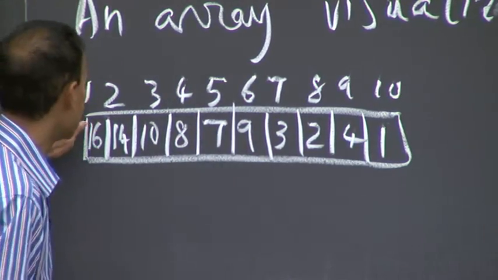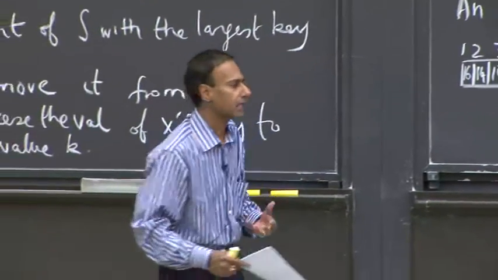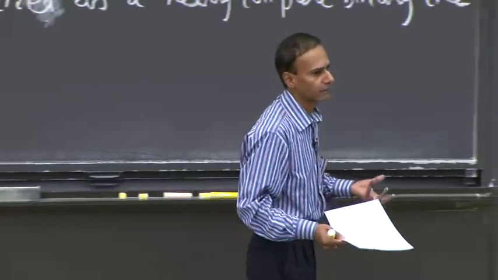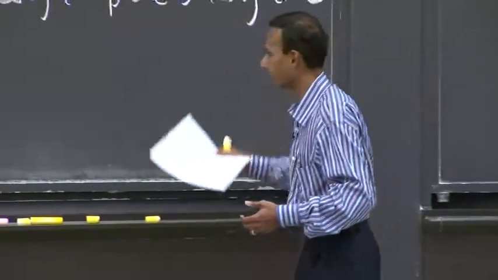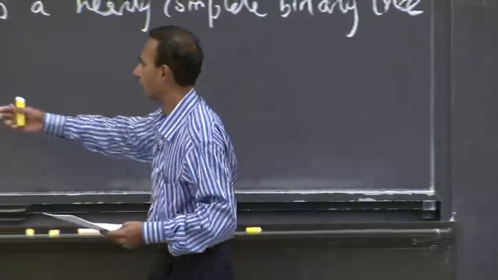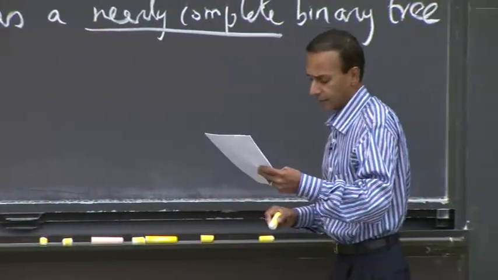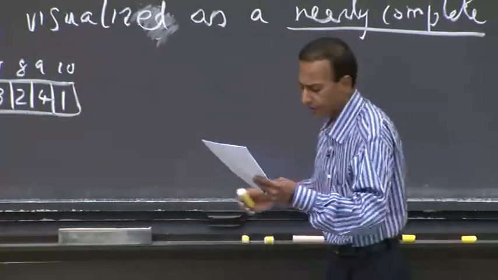And I'm looking at the indices, and I'm looking at the elements, and I'm going to visualize this as a nearly complete binary tree. It's not a full binary tree because I only have 10 elements in it, and it would have to have 15 elements to be a complete binary tree. And we want to be able to do the general case of an arbitrary size array, and so that's why we have a nearly complete tree here. So what does it mean to visualize this as a tree?